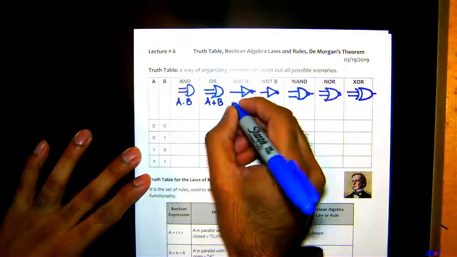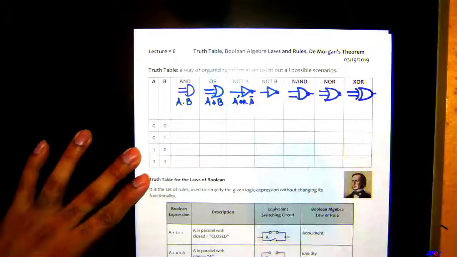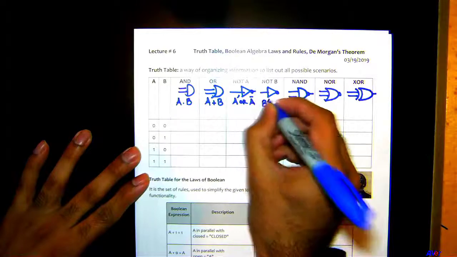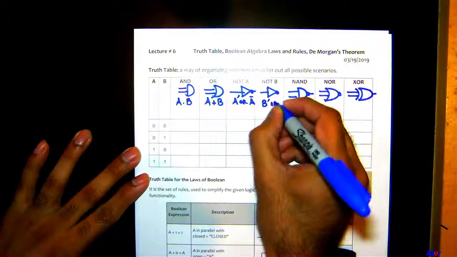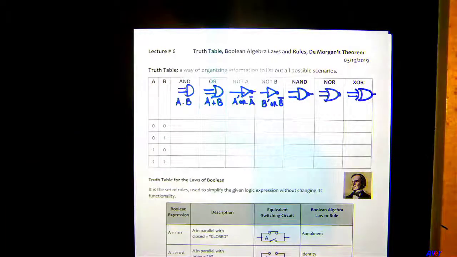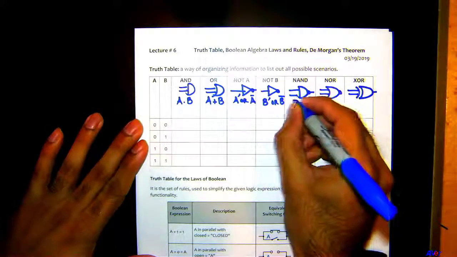Alright, so not A you can write down as A bar, or you can also write down as A like this. Okay, so A complement or A bar, same thing. Similarly for B bar, B complement or B bar. What about the NAND gate? What's the Boolean expression for the NAND gate? Okay, all right. So I'll write down as A dot B and then bar on the whole thing.